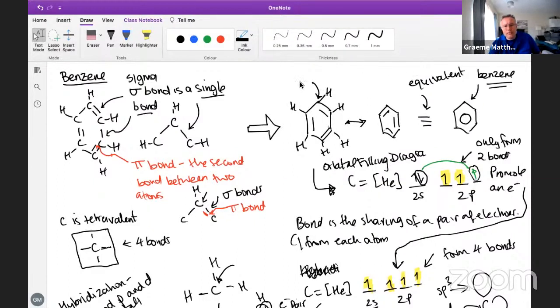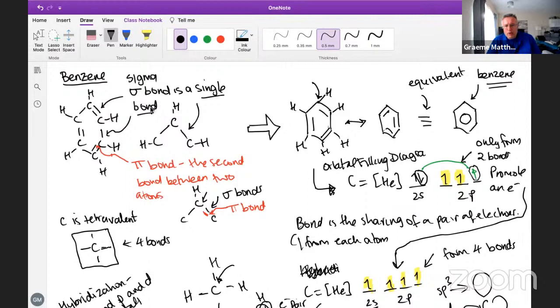Now, just to check a few things there. What you've got to keep in mind is that the very first bond that you put down when you're drawing a displayed structure, where you show all the bonds, for example, is a sigma bond. You may have just been writing down single bonds, but in actuality, they are sigma bonds.